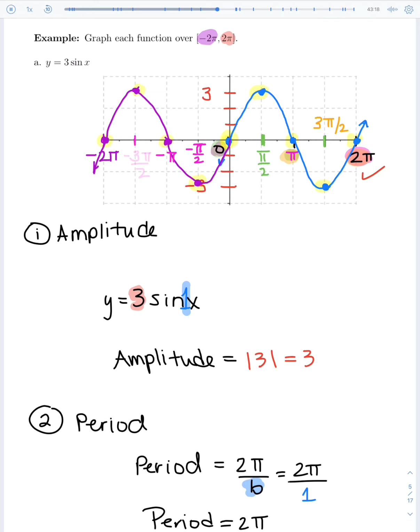The middle point of the negative 2 pi and negative pi would be negative 3 pi over 2. And that gives us an idea of what's going on, not for one period, but for 2 periods, because you actually see 2 copies of this pattern. That's how you know you actually have 2 periods, not one.